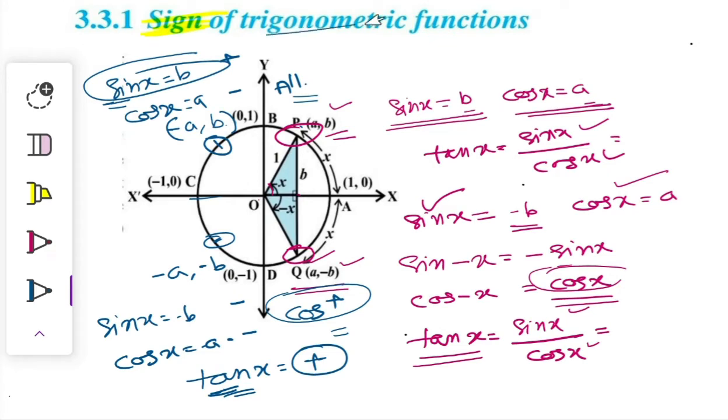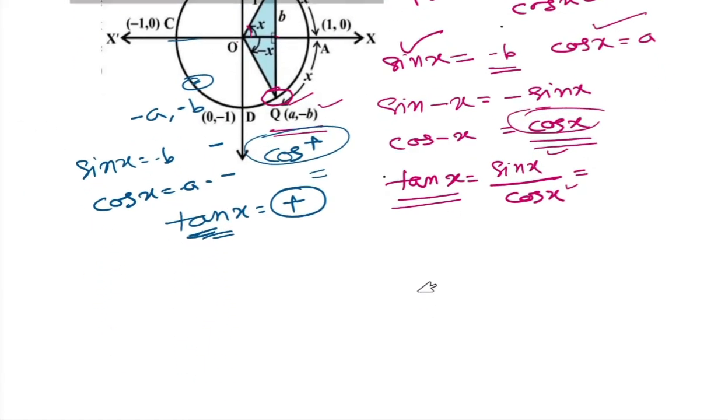It depends on where the angle lies: in the first quadrant, second quadrant, third quadrant, or fourth quadrant. Where the point lies in the Cartesian plane, where the angle lies, then we can determine the signs of trigonometric functions.